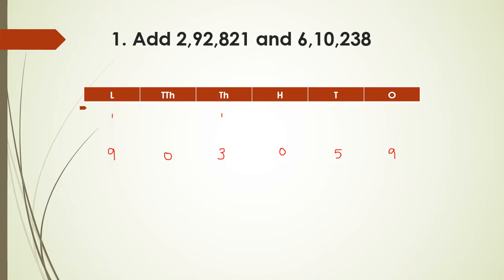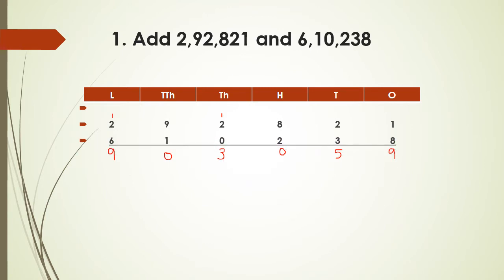First problem, add 2,92,821 and 6,10,238. First step, draw the place value chart for this number. You have here 6 digits. Draw the place value chart for 6 digits. Then write the numbers under the place value. So numbers are arranged under the place value.